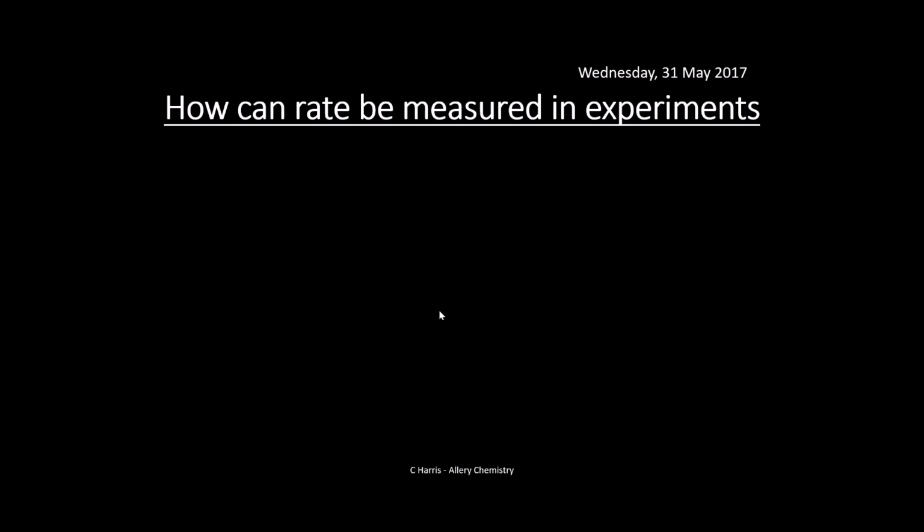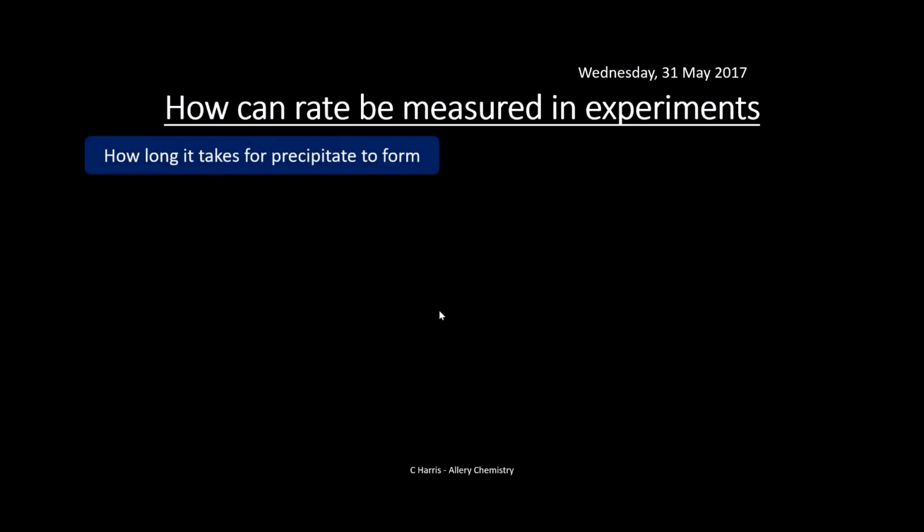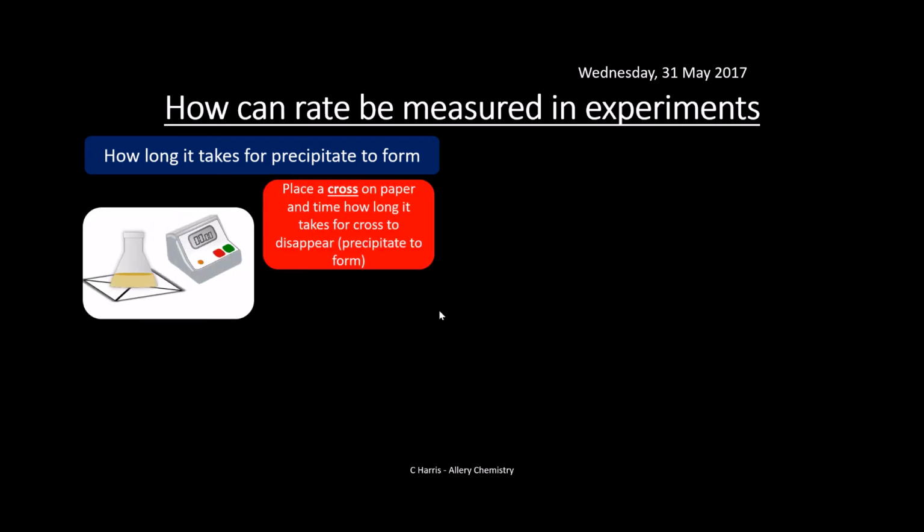Okay, so how can rate be measured in experiments? We can basically measure how long it takes for a precipitate to form. This is great if our reaction does produce a precipitate. So, for example, we'd seen the one with the bond enthalpy of haloalkanes, and we used silver nitrate, and we've seen obviously the cream, white and yellow precipitate being formed. That would be quite good because we're monitoring the rate of reaction.